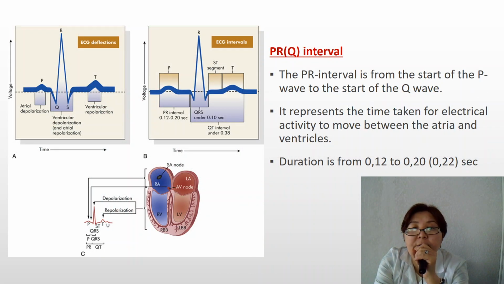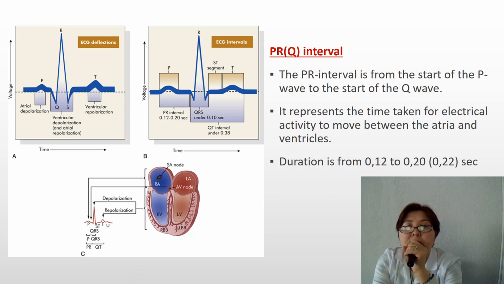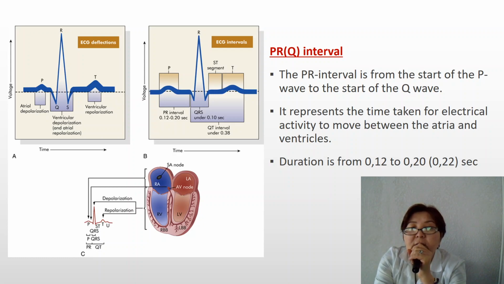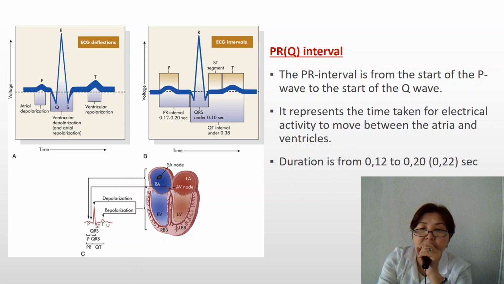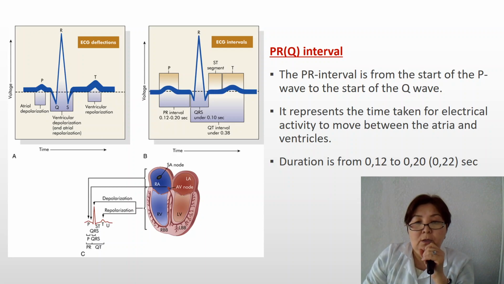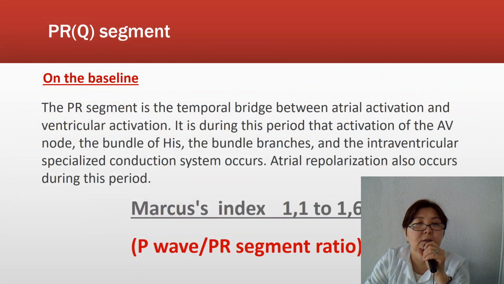PR or PQ interval. The PR interval is from the start of the P wave to the start of the Q wave. It represents the time taken for electrical activity to move between the atria and ventricles. The duration of the PQ interval is from 0.12 to 0.20 seconds.